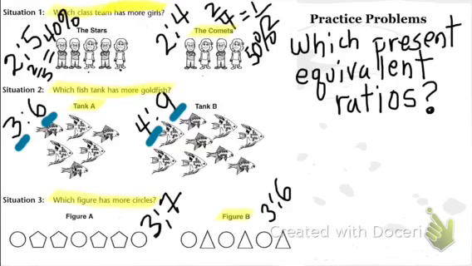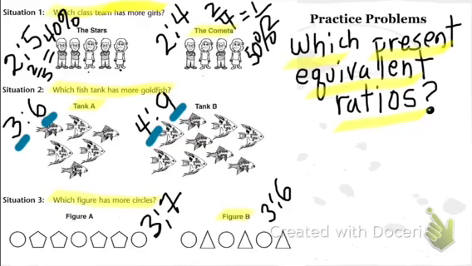Okay, so figure B. What I want you to do right now is answer this question. Look at both teams of boys and girls, the tanks of fish, and the figures, and say which of these scenarios present equivalent ratios. Go ahead and do that and come back.